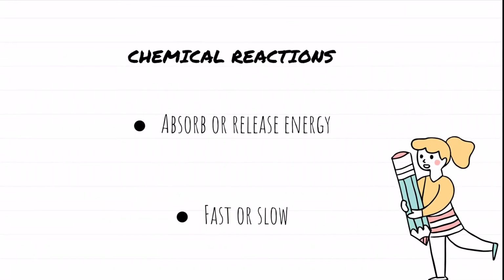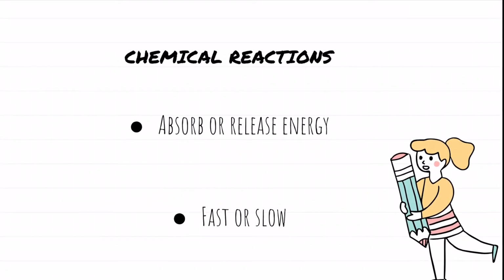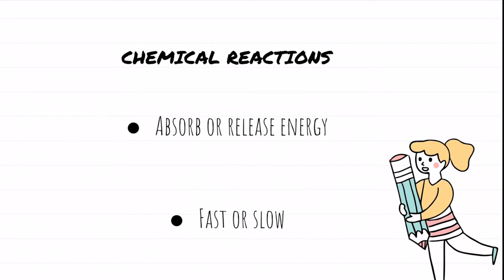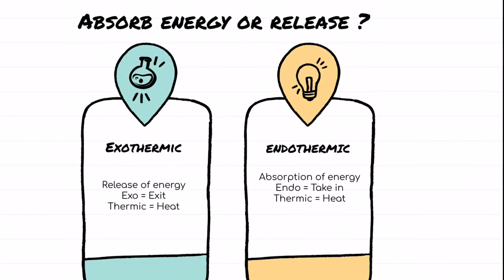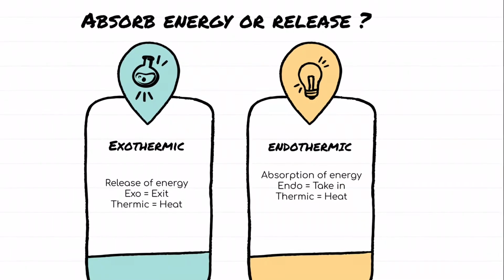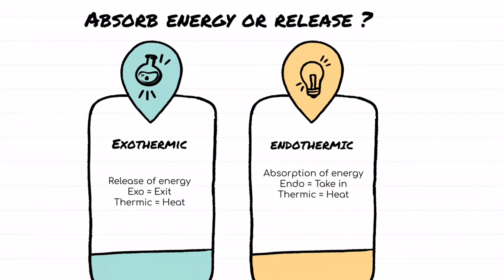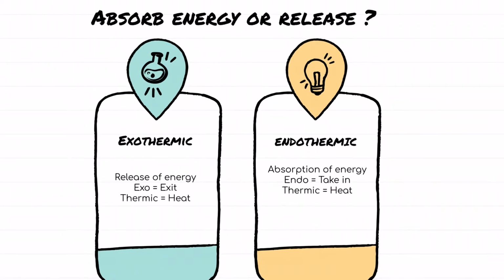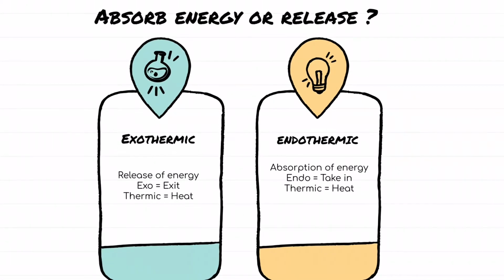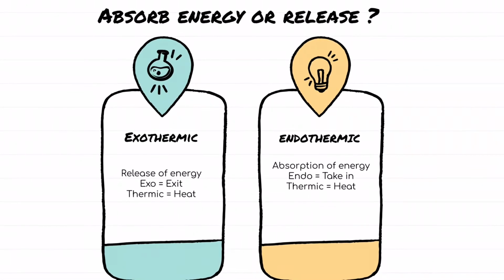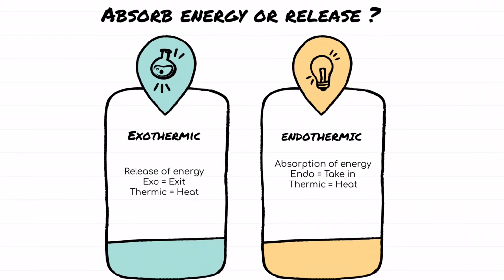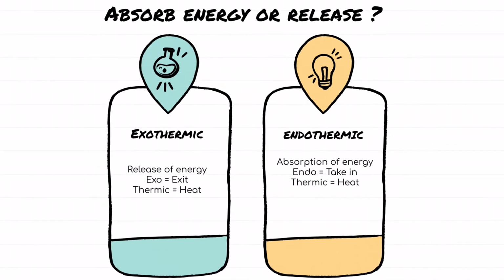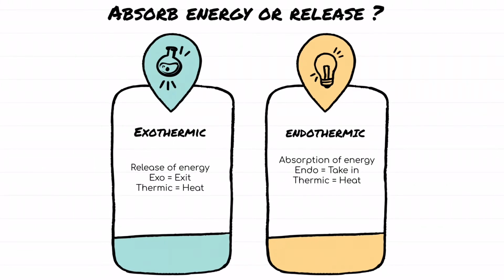Chemical reactions can absorb or release energy and can be fast or slow. We have two different types of chemical reactions, exothermic and endothermic. Exothermic reactions transfer energy to the surroundings and the temperature of the surroundings increases. Endothermic reactions take in energy and the temperature of the surroundings decreases.